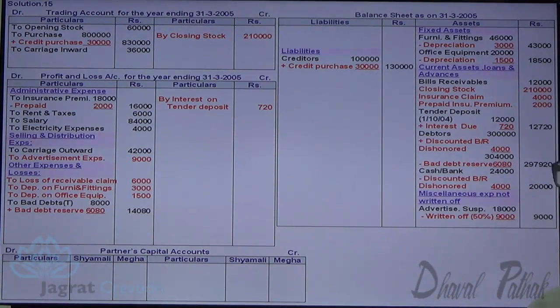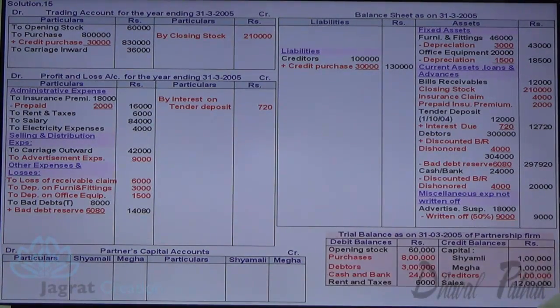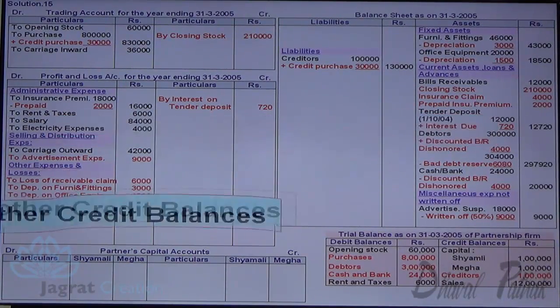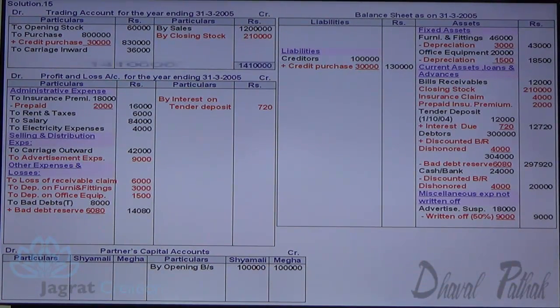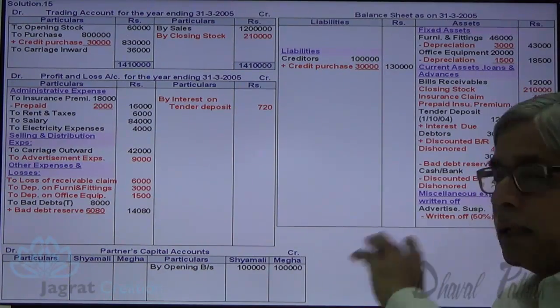Now I'll consider the credit balances. Capital of Shyamli and Megha credited to Shyamli's capital account and Megha's capital account. Sales 12 lakh will be credited to the trading account, 12 lakhs. Now credit balances are over.